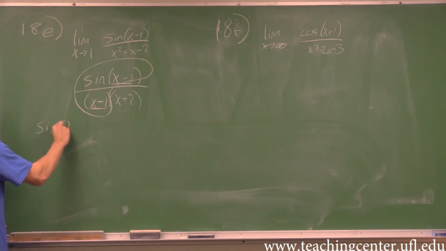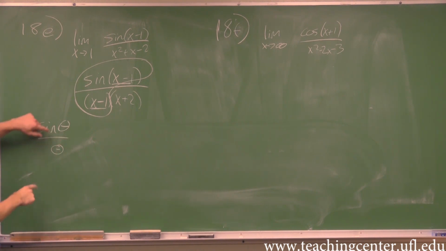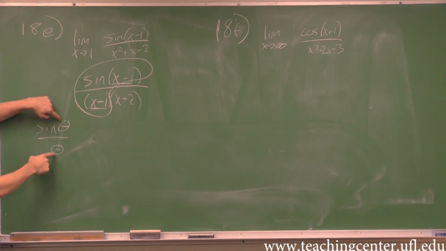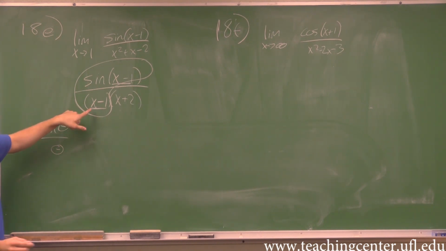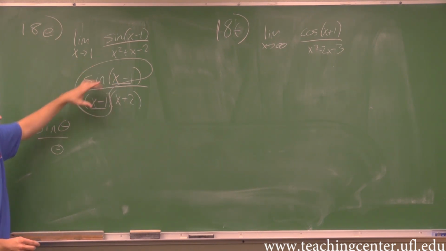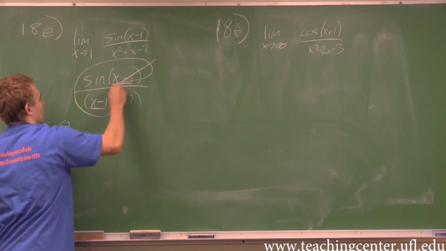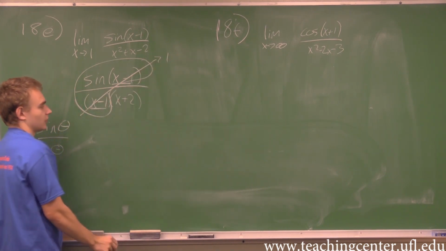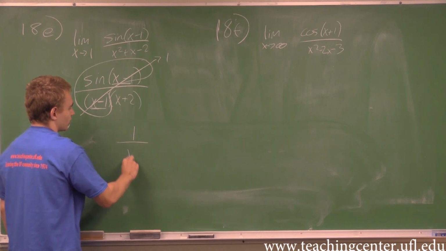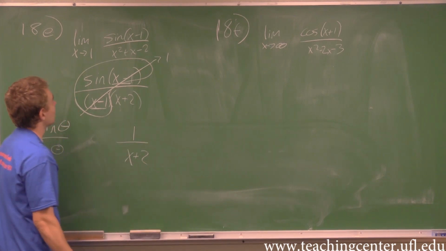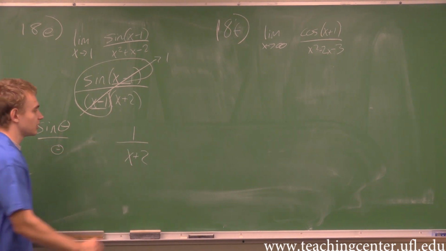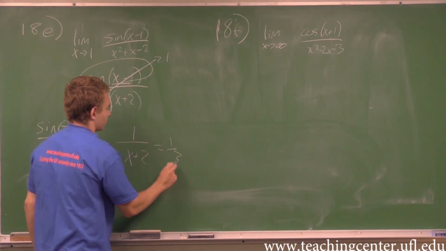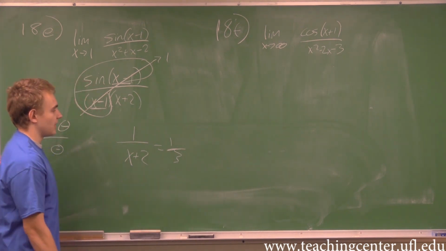So essentially, these are just placeholders. It's important to remember, these go to 0, your identity holds true. So these are going to 0, so this does go to 1. And we're left with 1 over x plus 2. If I plug in 1 now, I get 1 over 1 plus 2, which is equal to a third. And that would be my answer.